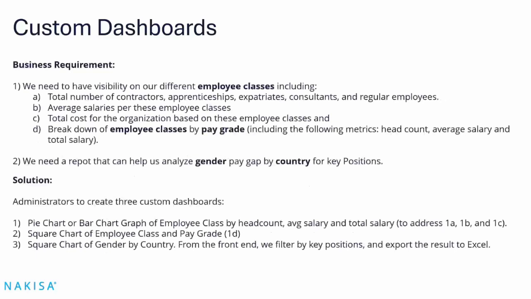Okay. So let's take an example. I'm going to stick to the employee classes that I gave earlier. Let's say that the business requirement is we want to look at the different composition for my employee class. I want to see the total number of contractors, expatriates, consultants, regular employees. I want to see their average salaries. I want to see the total cost of the organization based on these employee classes. So if I know that, for example, the contractors are costing me 2 million per year or 10 million per year, and I'm looking for some reduction in force.